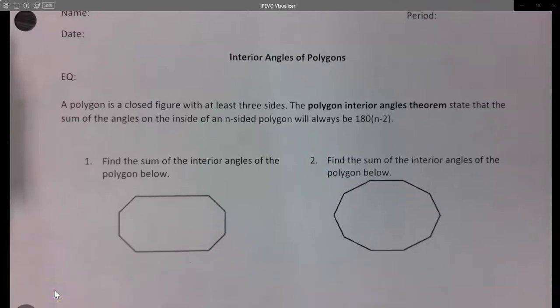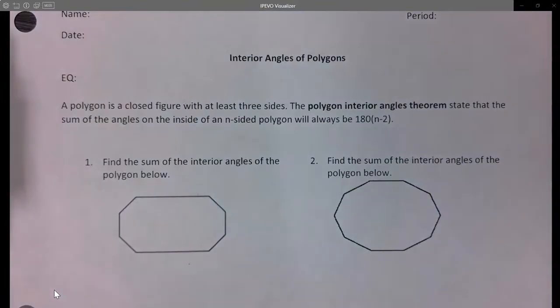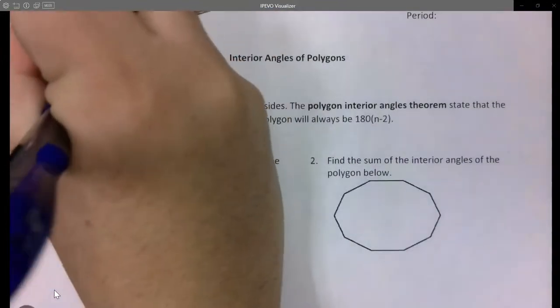So today we are moving on to a new chapter. We're going on to polygons. Today we're going to focus on interior angles of polygons. My essential question is, how can I determine how many degrees are in a polygon based on the number of sides that it has?